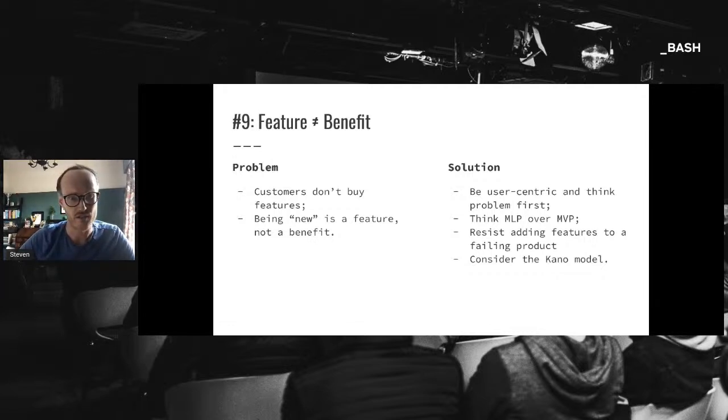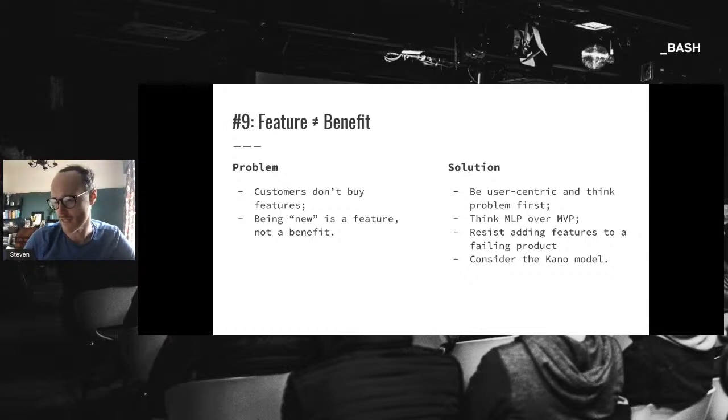So the solution here really is to go back to thinking about the problem first, being more user-centric, and then how you get the solution to solve that problem. That will help you stay more in that benefit-creating mode. Try to think more about an MLP, the minimal lovable product, as opposed to the MVP. I don't think any product manager wants customers to just tolerate their product. The MLP delivers a product that needs to be actually used and loved by your customers, as opposed to just the bare minimum to get it delivered.